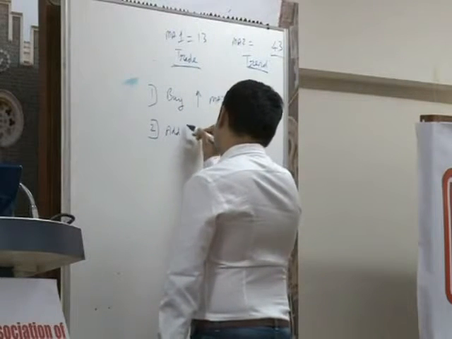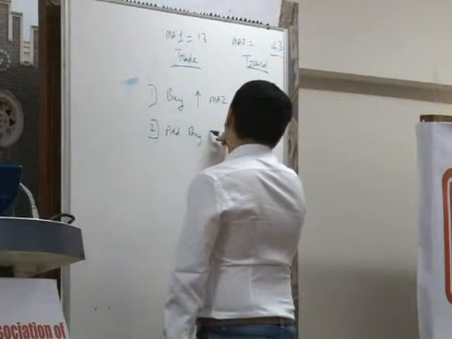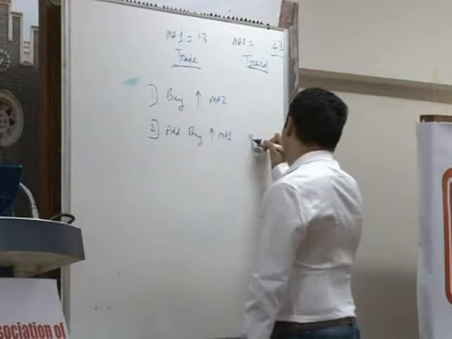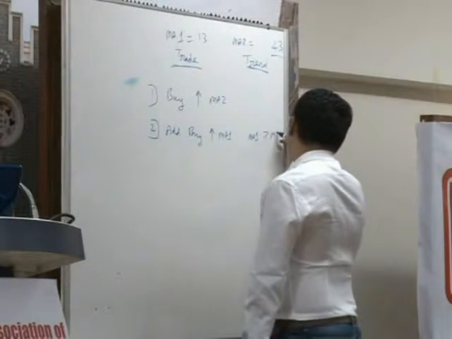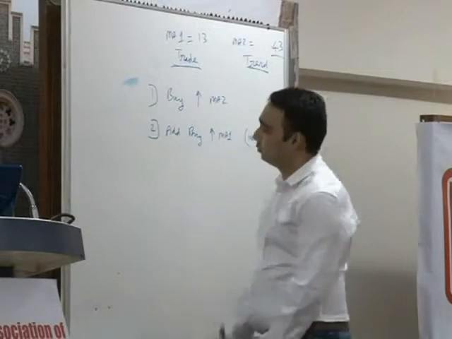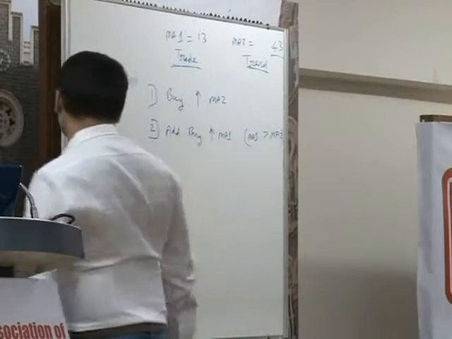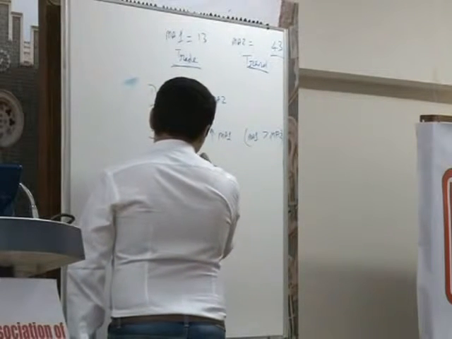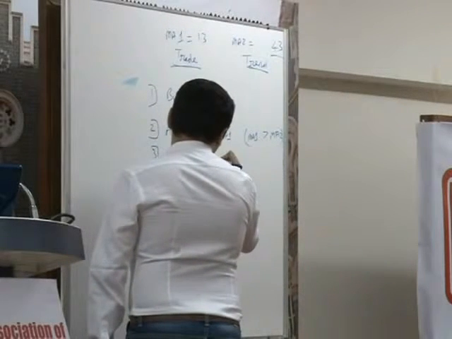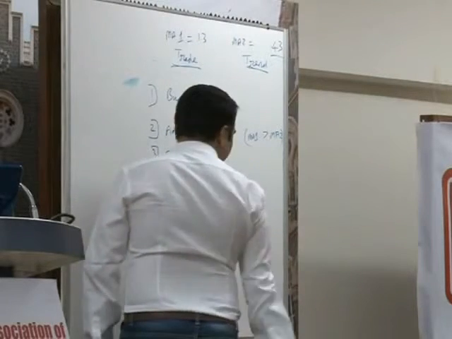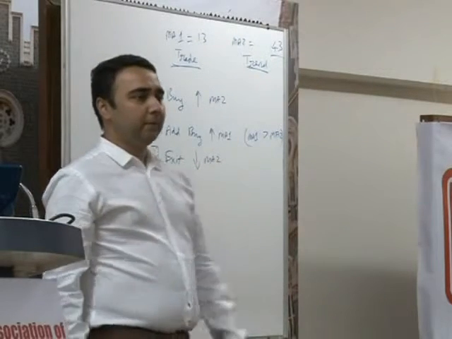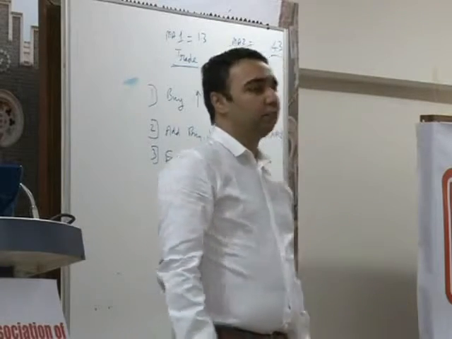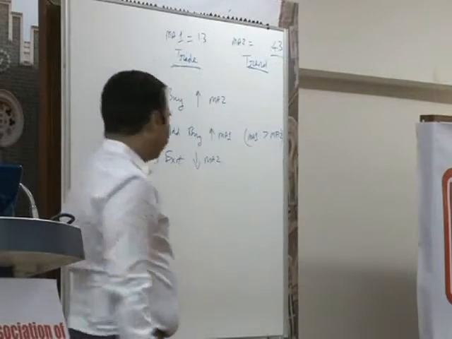Rule 2, buy above MA1, which is where MA1 is greater than MA2. I will explain that. And rule 3, exit below MA2. So this becomes my buy side rules. Okay.